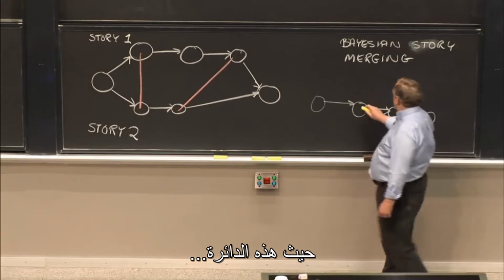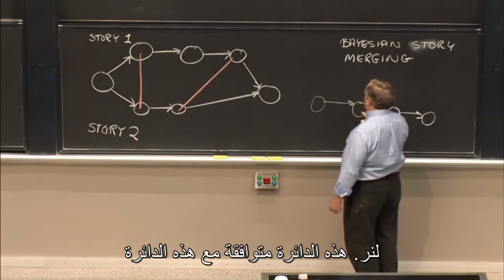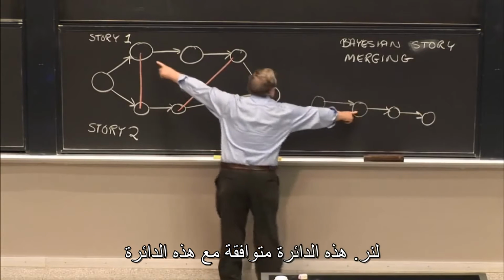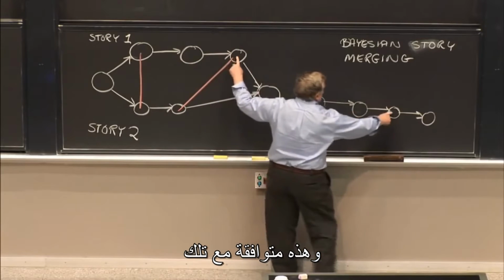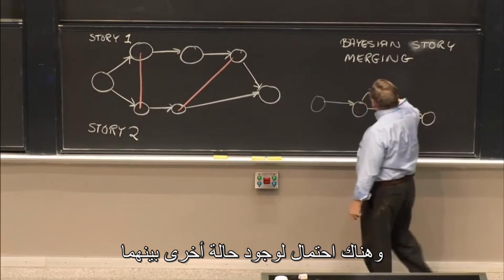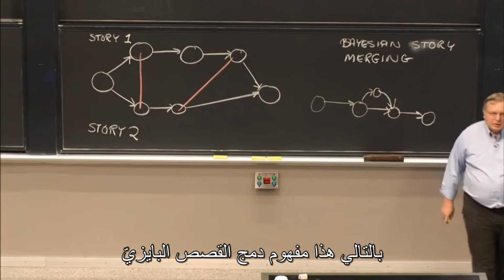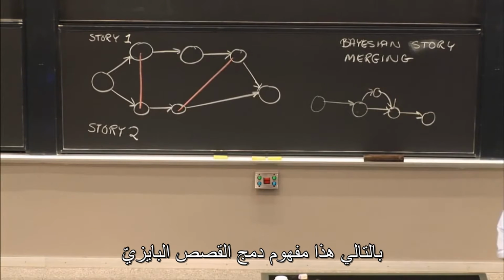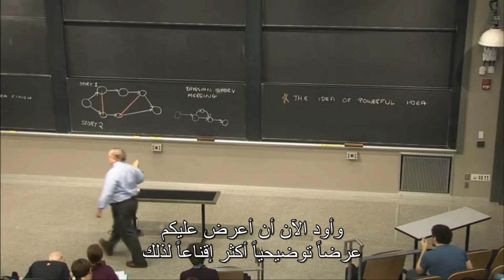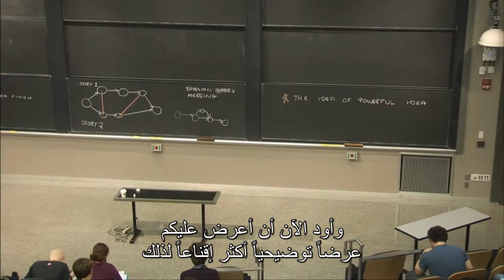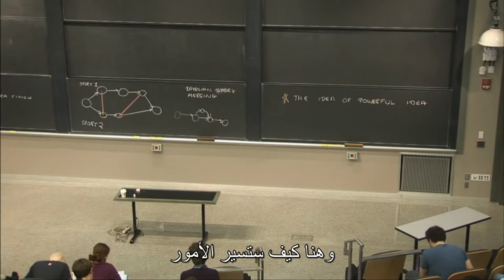where this one, let's see, this one goes with this one goes with this one, and there's a possibility of another state in between. So that's the notion of Bayesian story merging. And now I'd like to show you a little bit more convincing demonstration of that. Here's how it goes.